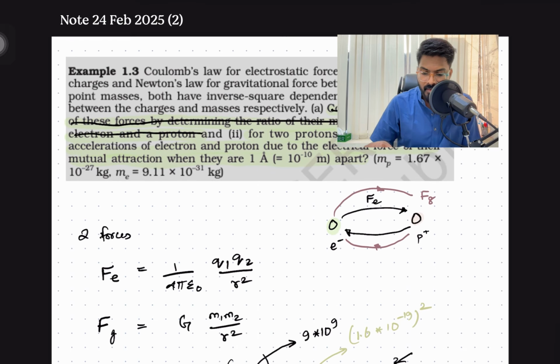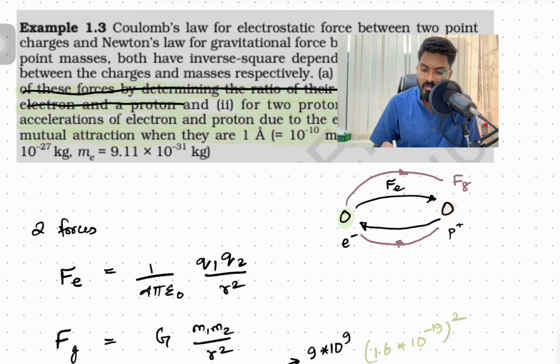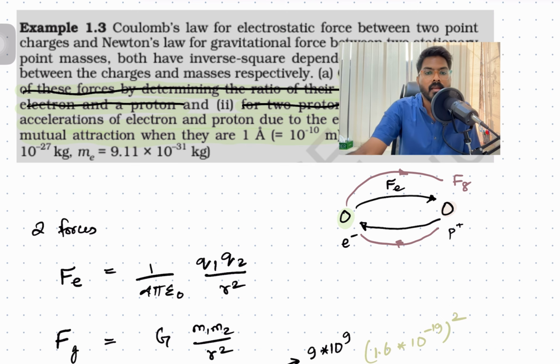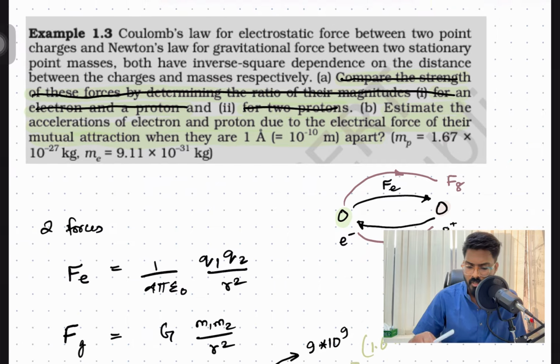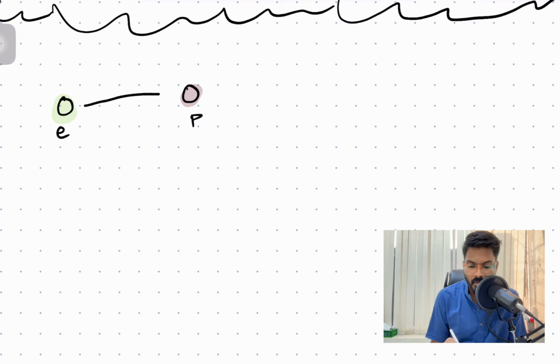We have completed the next part. Now let's go to the final part of the question, which is to estimate the acceleration of the electron and the proton due to the electrical force. We have the proton here. This is the proton, the other one is the electron. Because they are oppositely charged, they are going to be pulled towards one another. So when they get pulled towards one another, that means there is a physical movement. They are coming towards one another.